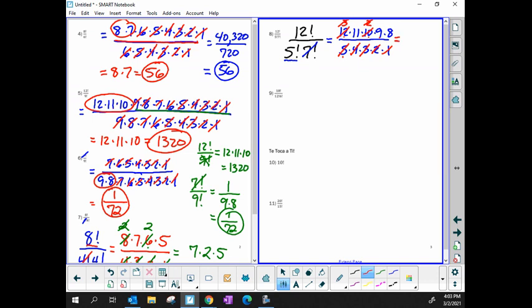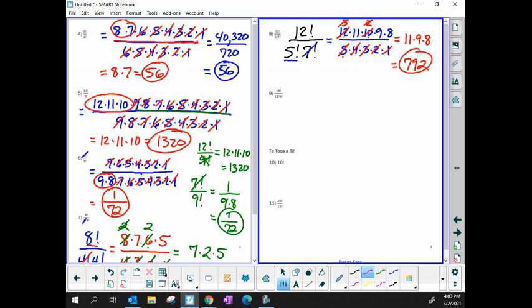And what am I left with on top? Well, I'm left with 11 times 9 times 8. So we do 720 and 72, 792. 11 times 9 times 8, so that equals 792. All right, one more together before I give you some on your own.